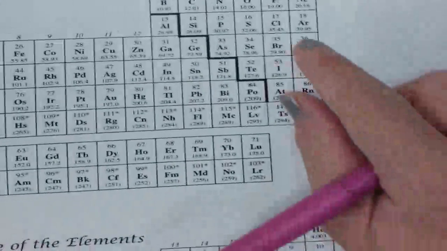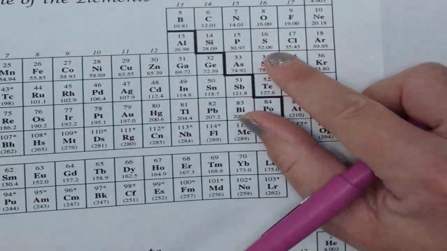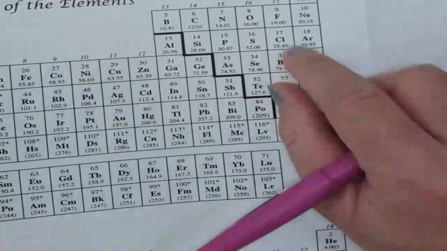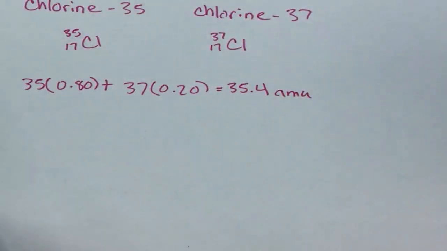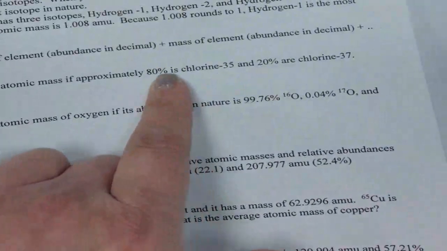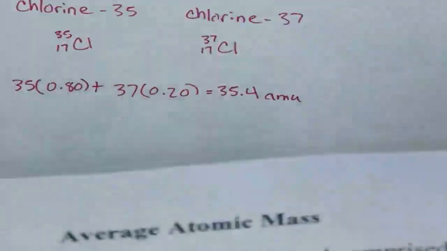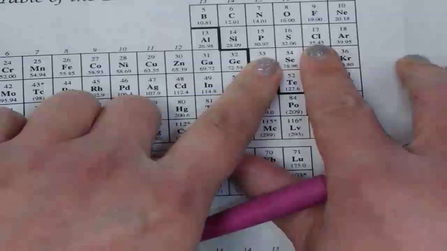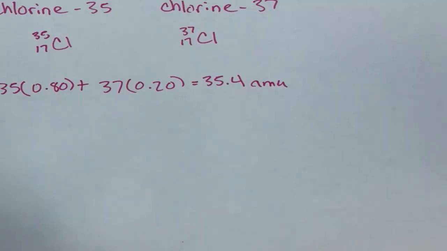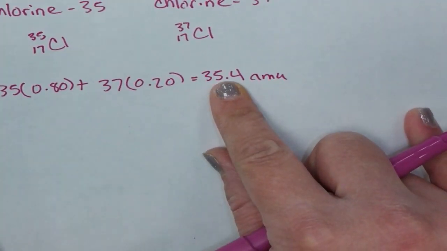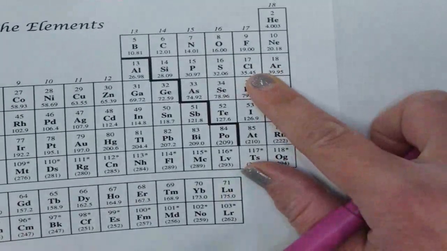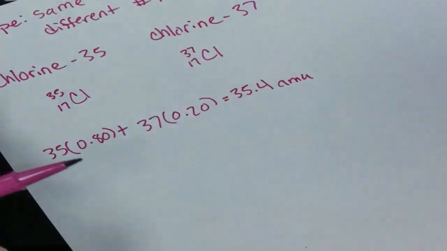35.4. So what do I see on my periodic table? 35.45. So this value is slightly different because the more precision there is with the percentages, the more precise our values are on the periodic table. So let's do another example here in a second. But we noticed in this, our calculation of chlorine was very, very close to what the periodic table did. So let's do the second example.